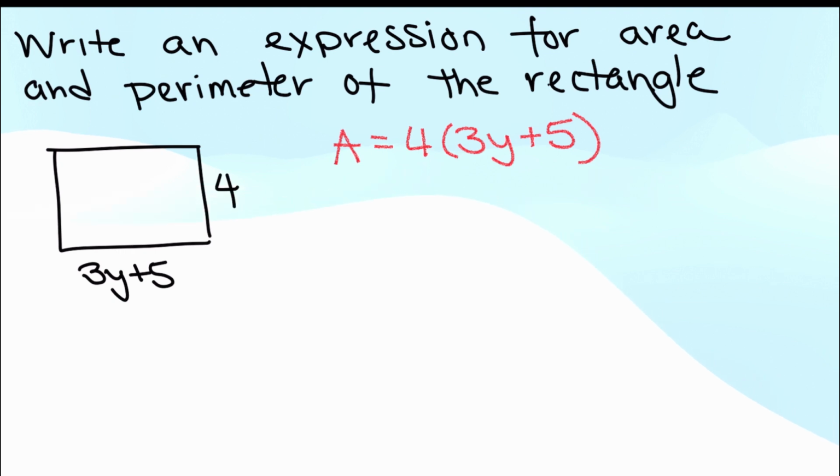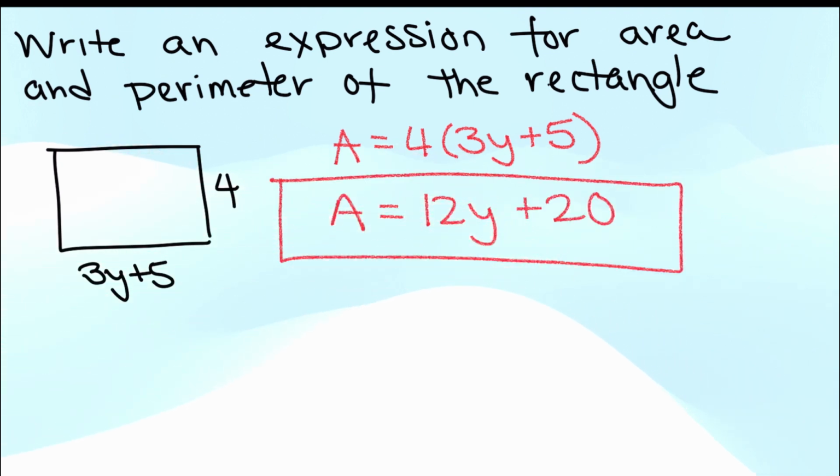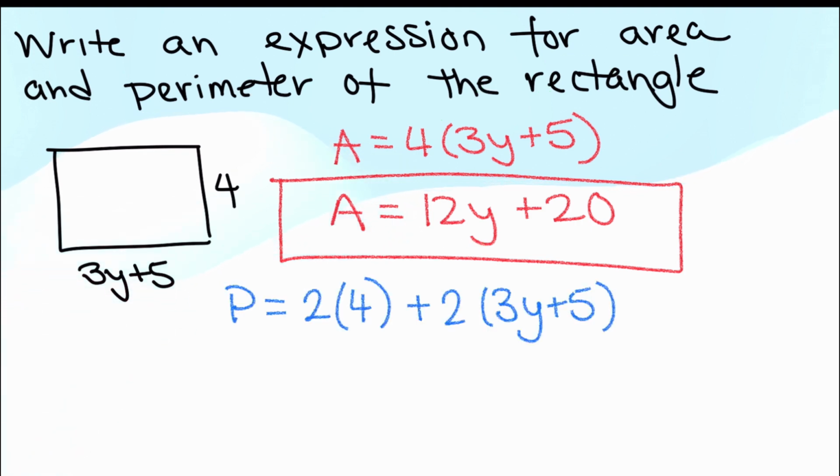To do this multiplication, we have to distribute. We're going to distribute the 4. So 4 times 3y is 12y, and then 4 times 5 is 20. So my expression for area is 12y plus 20. To find the perimeter is the sum of the sides. So to find the perimeter, we're going to take 2 times the length plus 2 times the width, because this rectangle has 2 sides with the same length and 2 sides with that width.